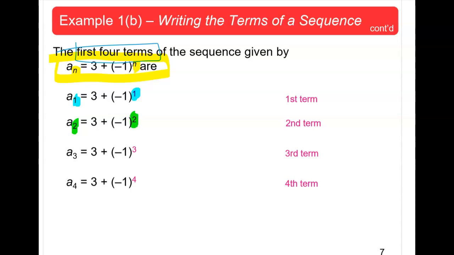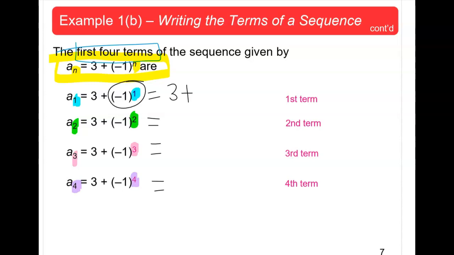So third term, the exponent will be a 3. And for the fourth term, we will have the exponent being a 4. And also the subscript. So following the order of operations, we must do exponents before we can add. So in this case, I'm going to write the 3 so that I don't forget. Also, it's good to work from left to right.